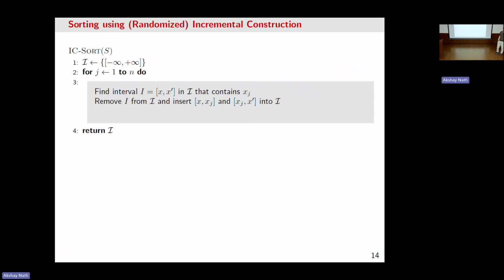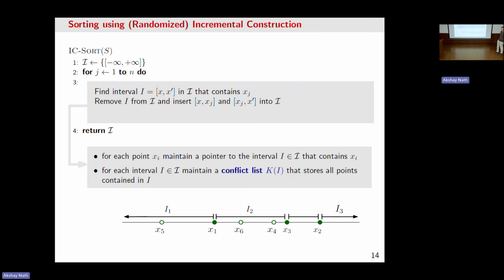In general, there will also be a second variant. Number 1 is what is done using so-called conflict lists. I simply maintain, for every point, every number that I did not add yet, a pointer to the interval that contains that point. Then finding that interval is trivial, just follow the pointer.